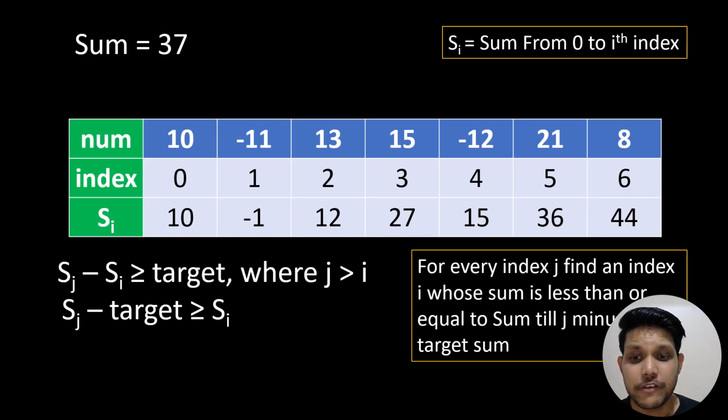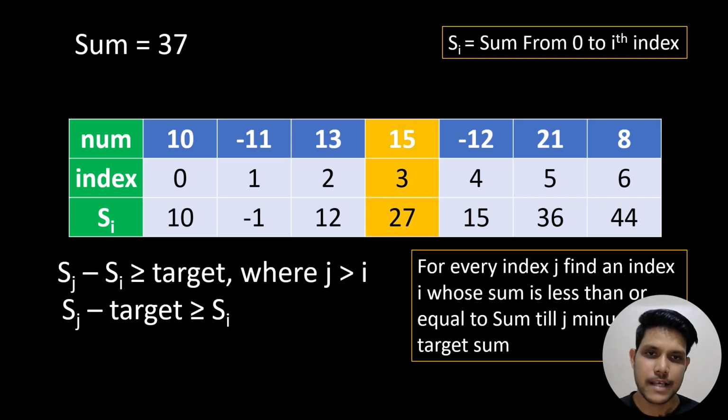So what we are effectively trying to find at every index is, for every index j, we need to find an index i whose sum is less than or equal to the sum till j minus the target sum, which is effectively represented by this particular equation. So s of i should be less than or equal to s of j minus target, and we need to find that at each index.